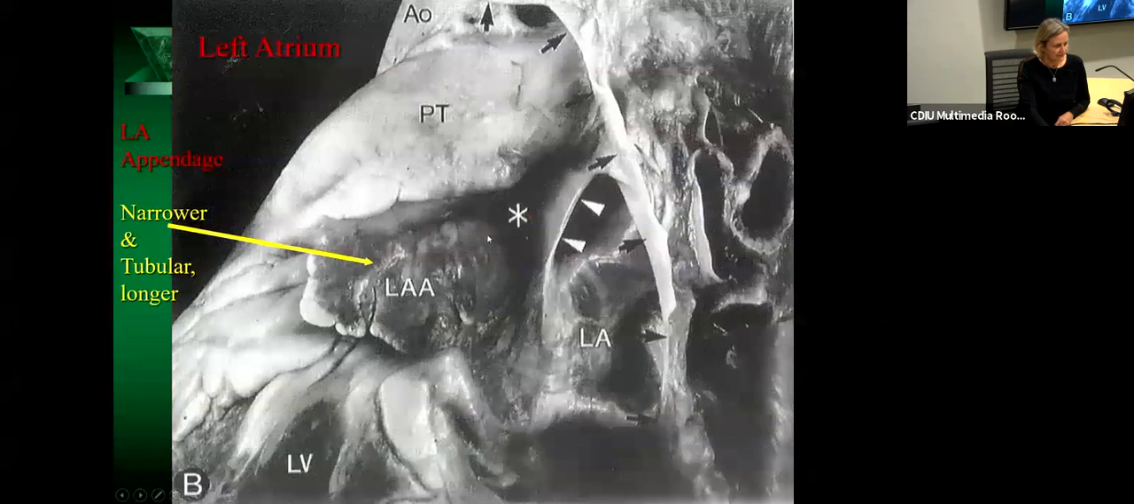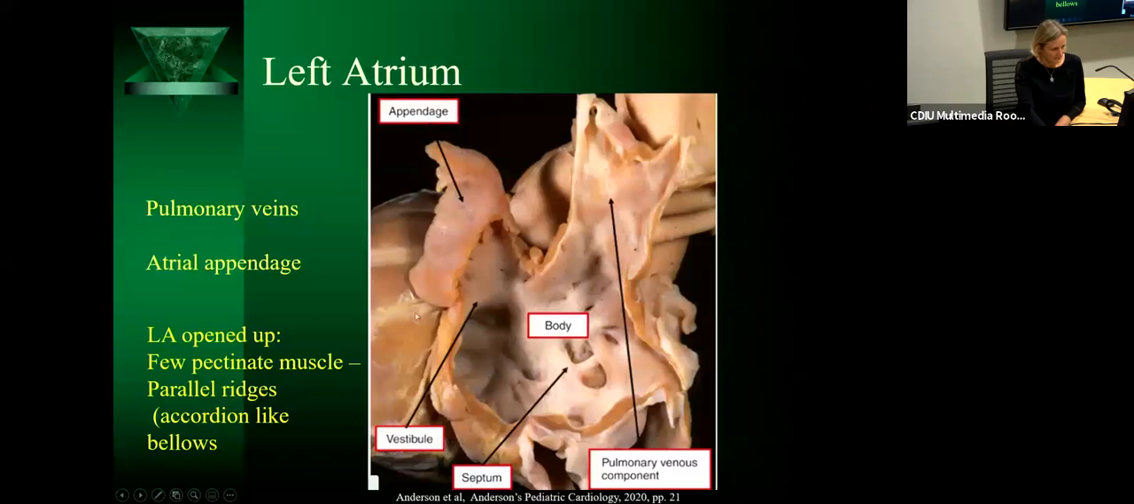There's a picture of the left atrium. There's the body of the left atrium, and this finger-like appendage that hangs off a bit like Snoopy's nose. It is much narrower and tubular. When you open up the left atrium, it's much smoother. And with the left atrial appendage, this finger-like appendage, that's where you see the pectinate muscle lining it, versus what we saw in the right atrium where it was all around.